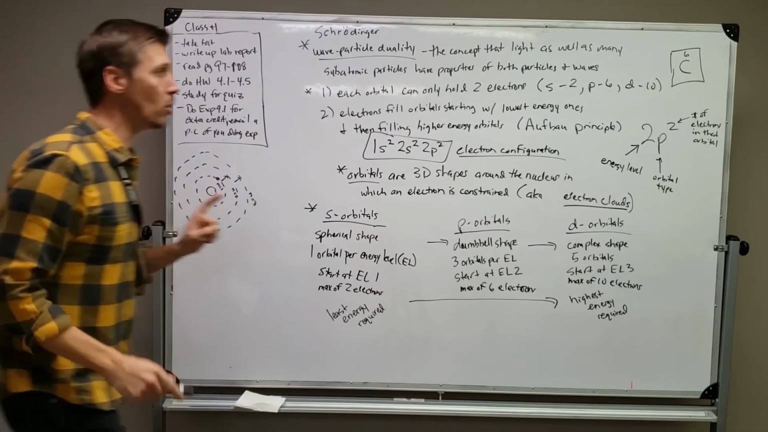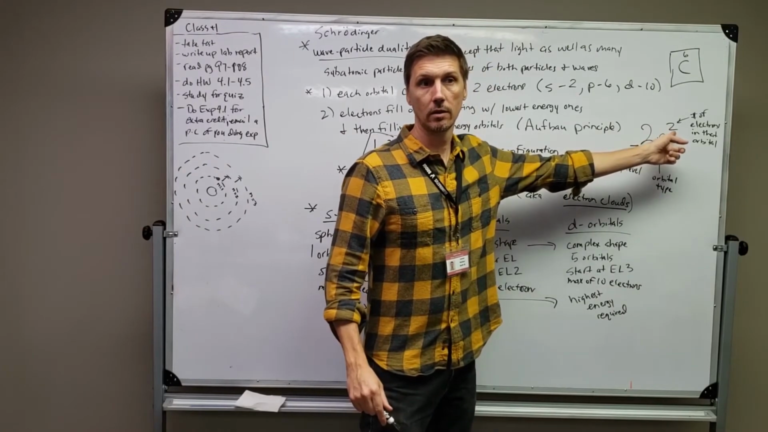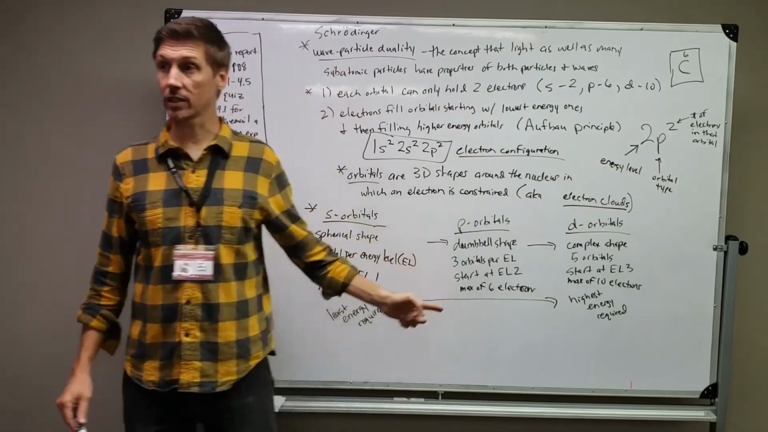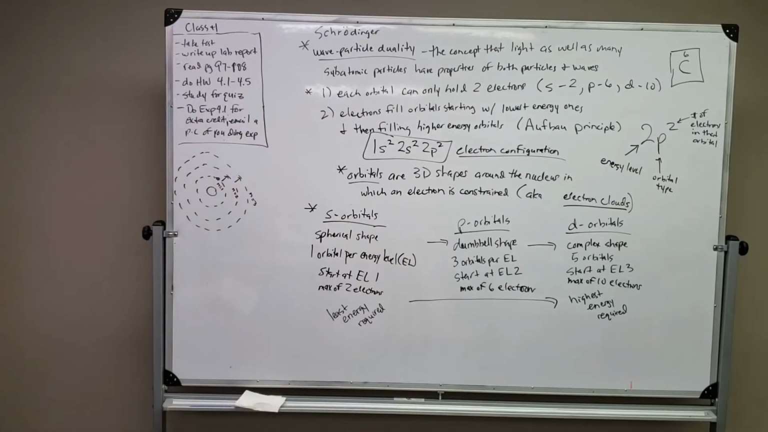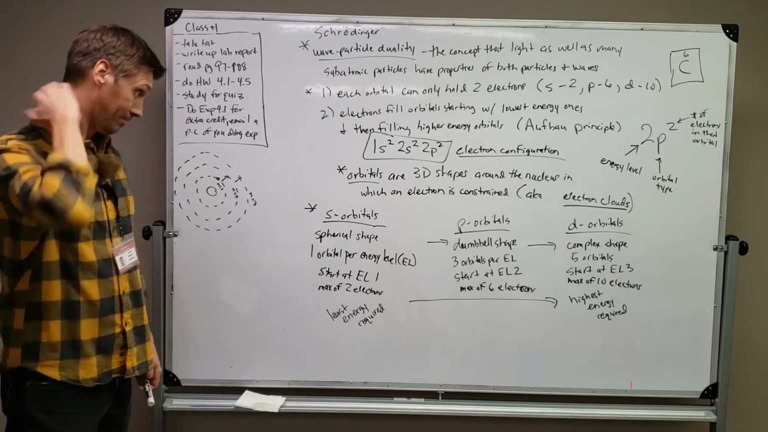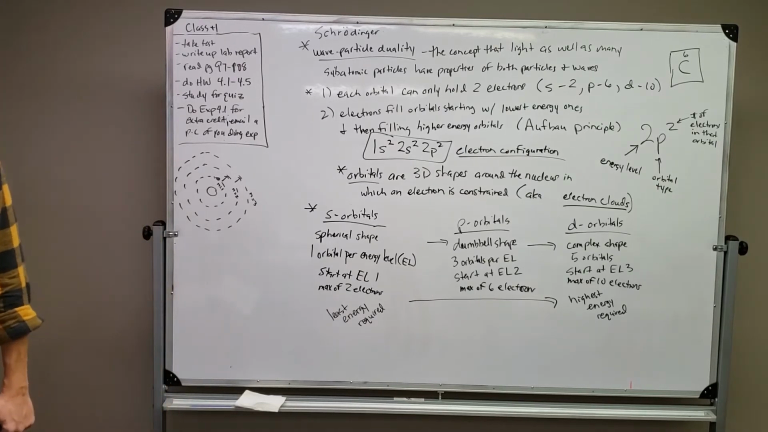So for the 2p orbital, what's the highest this number could be? 6. The p orbitals have a max of 6 electrons, because there's technically a total of 3 orbitals in there, right? 3-dimensional shapes, 3-dimensional paths that an electron could be in. All right. Questions about that?